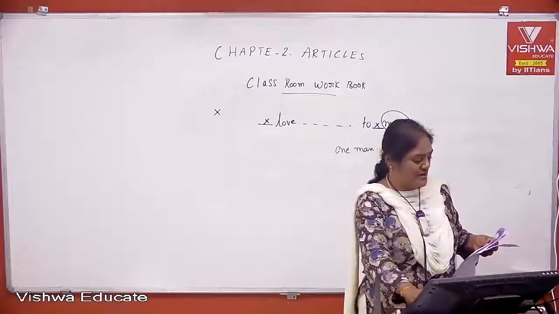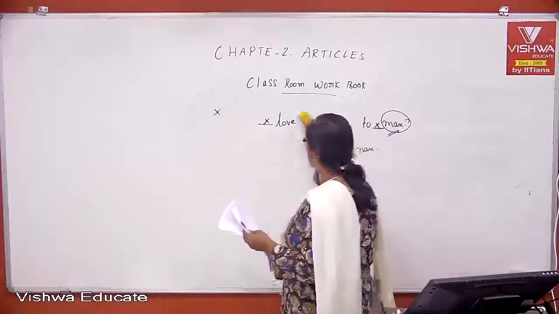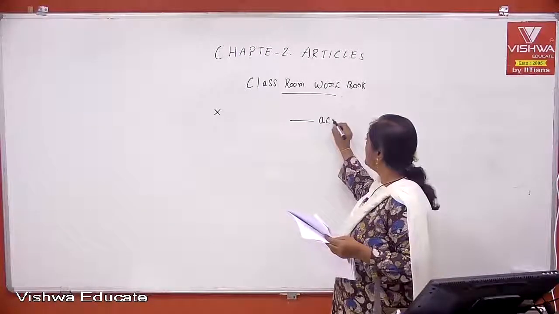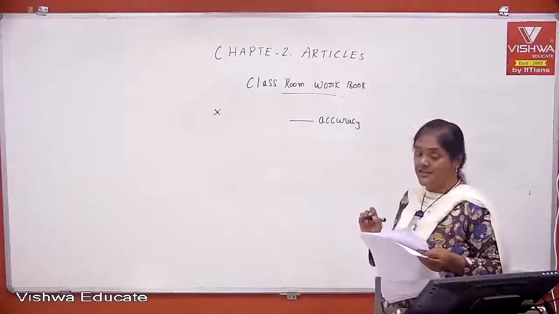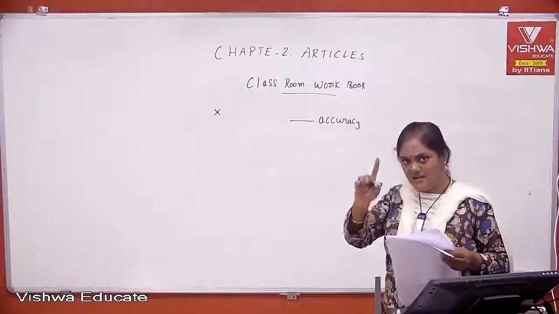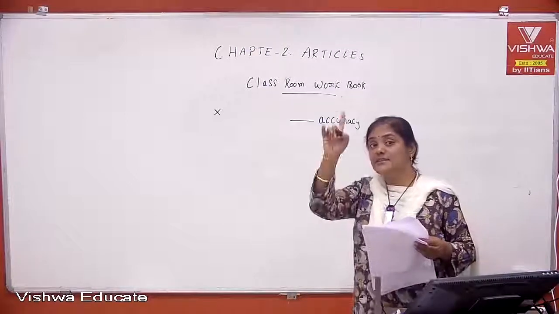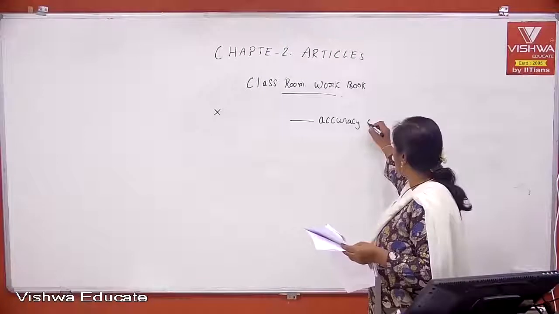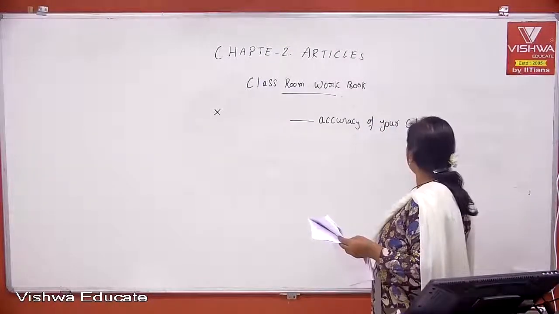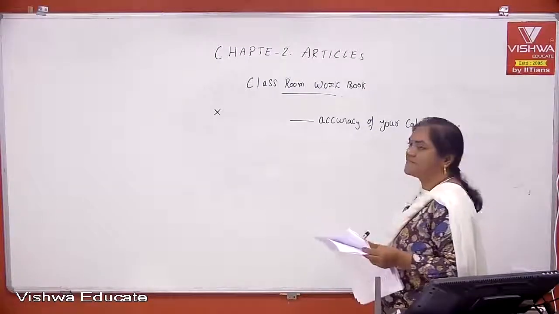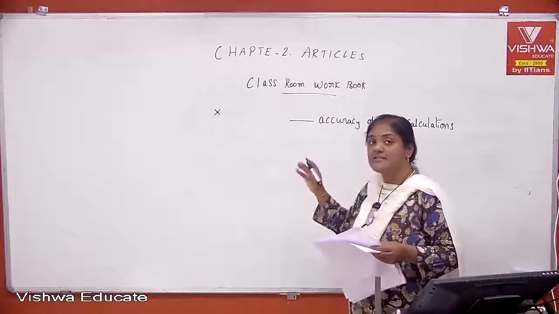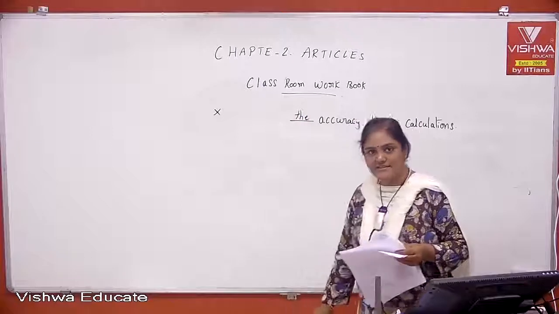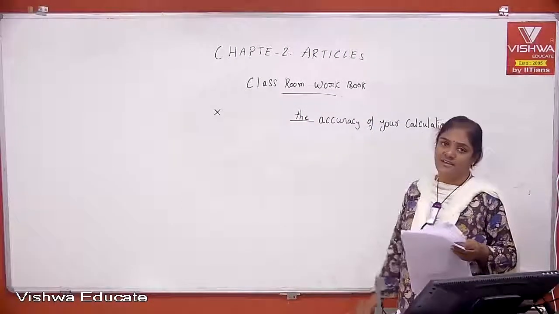I do not doubt blank the accuracy of your calculations. Look at here. You have a blank before the word accuracy. Actually, accuracy is an uncountable noun, but this is particularized. Though it is an abstract one, it is particularized because it is the accuracy of your calculations. Therefore, it has not remained a simple abstract idea. Now it is particularized, hence we take the definite article there: the accuracy of your calculations.